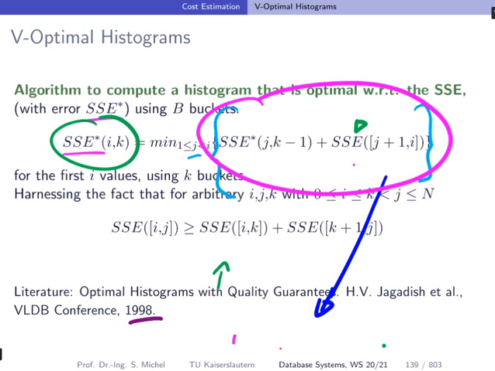The algorithm later on will start with small initial values of I and K and build larger and larger histograms by considering more and more initial values and more buckets until we have reached our goal of B buckets and all the values that we have.